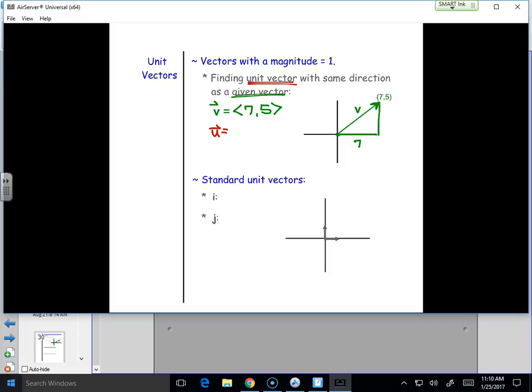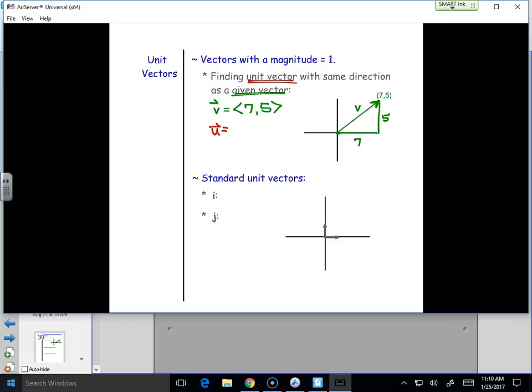So let's show our components. Let's show our 7. Let's show our 5. Wait. In order to compare, don't we kind of need to know about V's magnitude? Yes. We know about U's magnitude. We need to know about V's magnitude. So if we know about V's magnitude, how can we figure out V's magnitude? Remember, double lines, vector V.